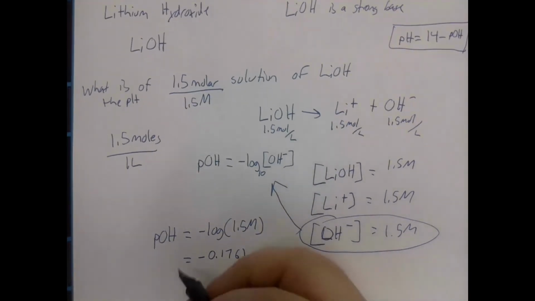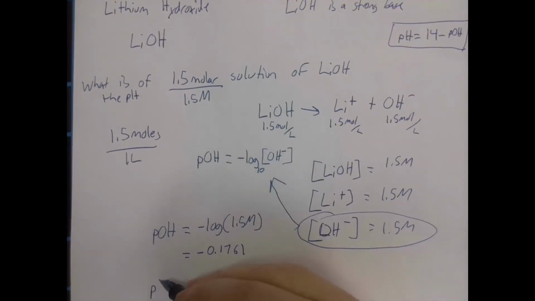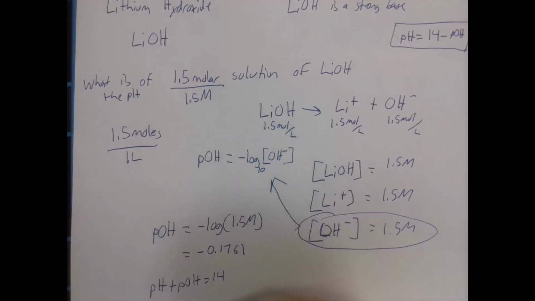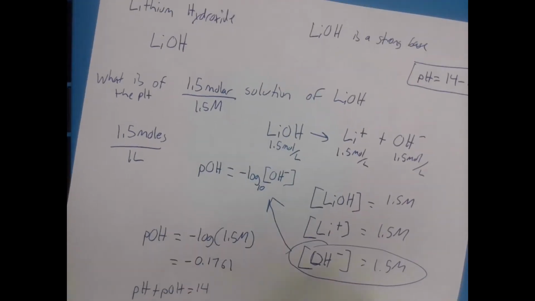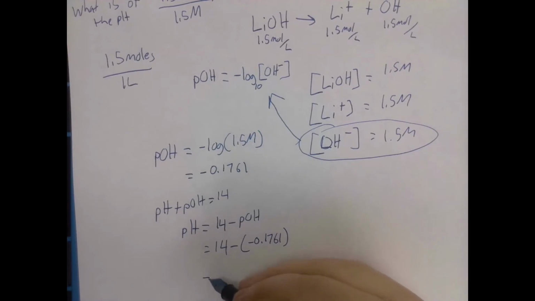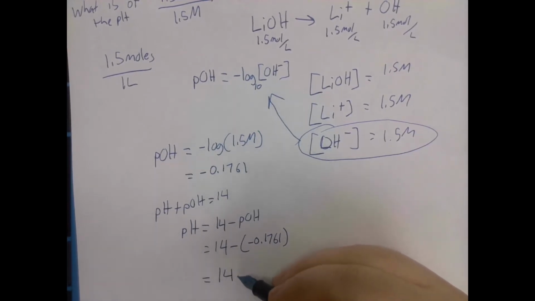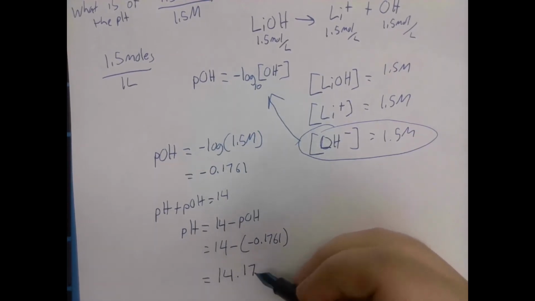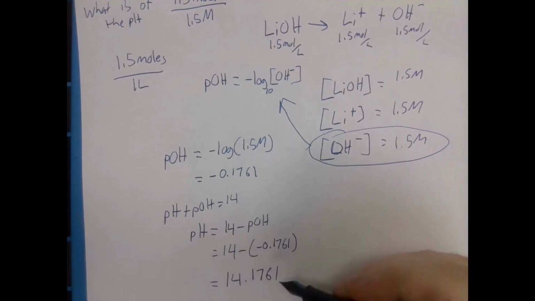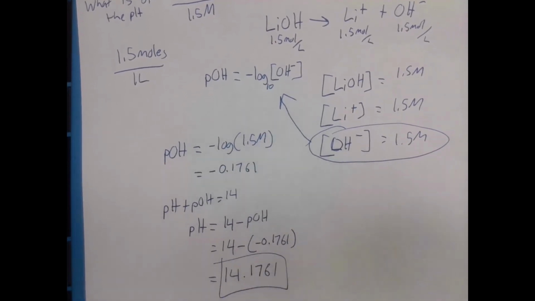And to figure out pH, so I know pH plus pOH is equal to 14. Thus, pH is equal to 14 minus pOH. So 14 minus negative 0.1761 gives me a value of 14.1761. And that'd be my pH.